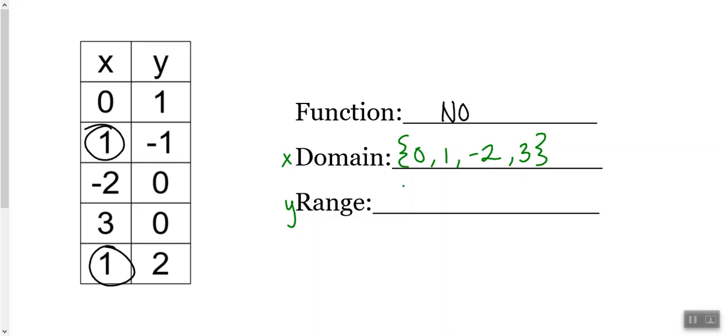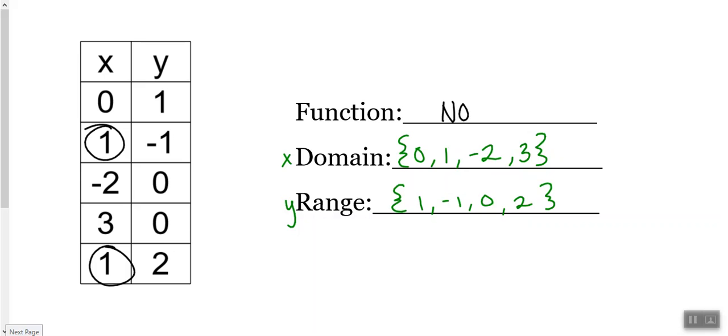Same with the range, we're just going to list. So squiggly line for our list, 1, -1, 0, 2. Again, we're not going to write 0 twice. We're just going to list the numbers once. And then close with the squiggly line. Squiggly line is when we list.